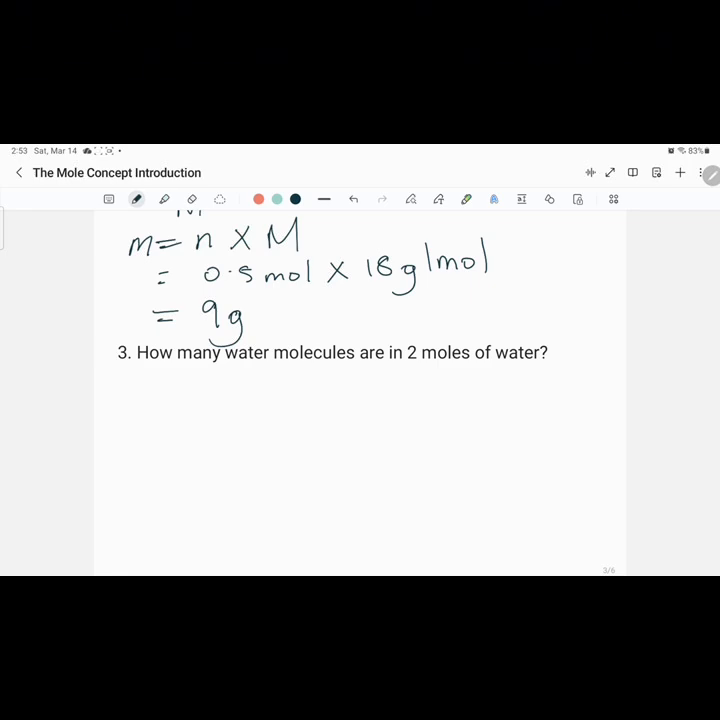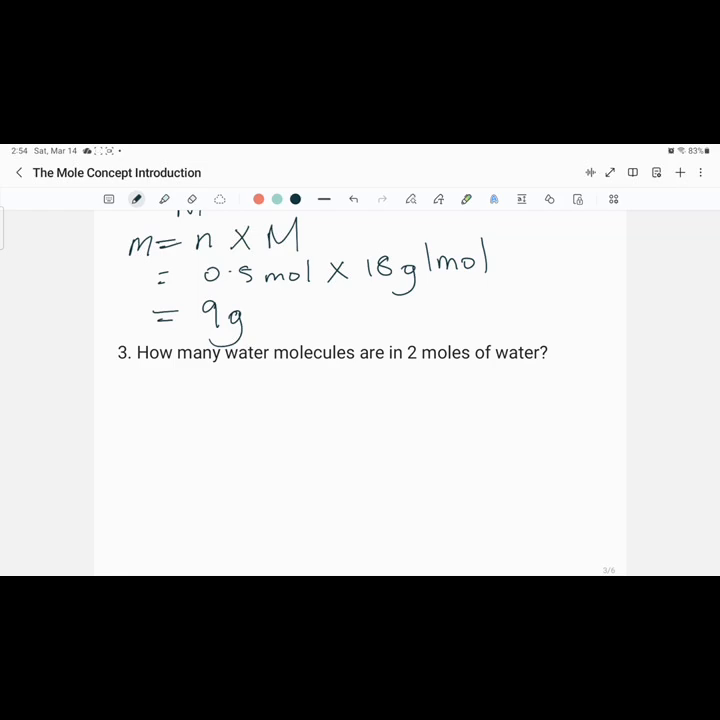In this question, we haven't been given a mass. We haven't been given a molar mass, but all we have is the number of moles. Previously, as I alluded to, 1 mole is equal to Avogadro's constant, which is 6.02 times 10 to the 23rd. And then I spoke about particles being in the form of atoms, molecules, or ions.